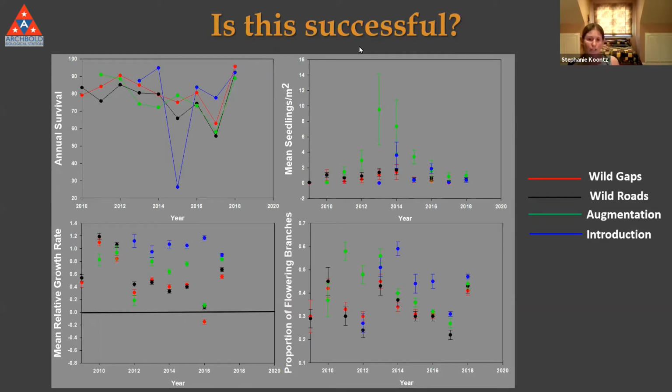Similarly, we can also look at the proportion of flowering branches, which is in the bottom right. And so this is similar to our relative growth. It's out of all the number of branches that we have, what percentage of them were flowering. And we see a little bit of a pattern here again, mainly in the introduction and initially in the augmentation, to a higher proportion of those branches that each plant was producing tended to be producing flowers and therefore seeds that can be building up a seed bank.